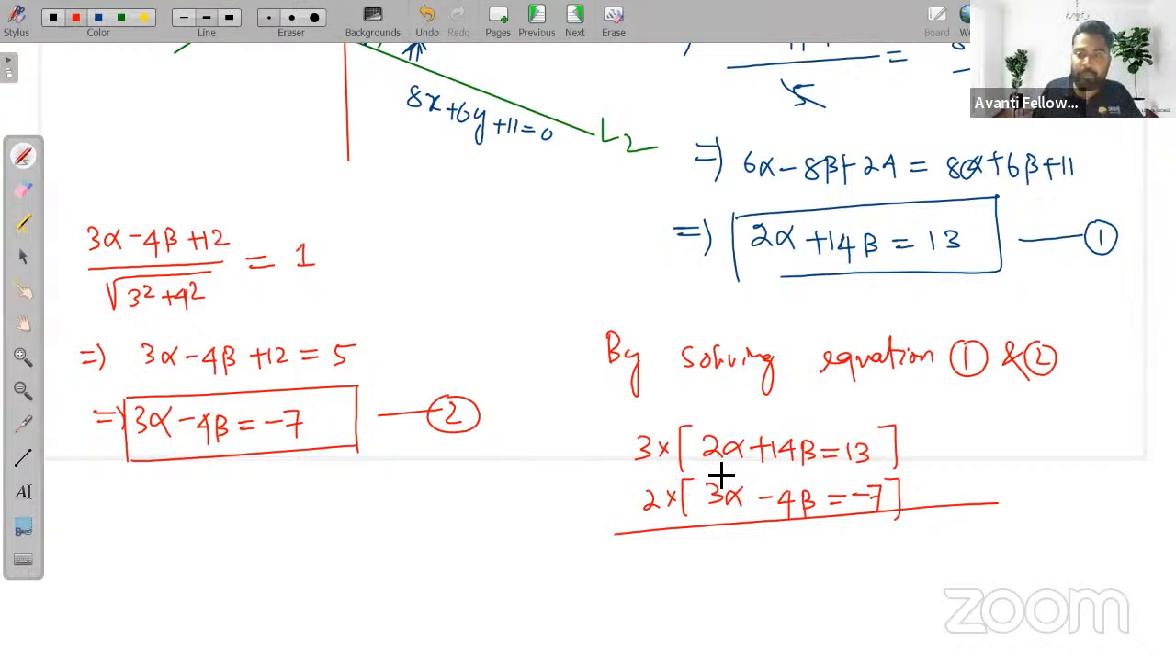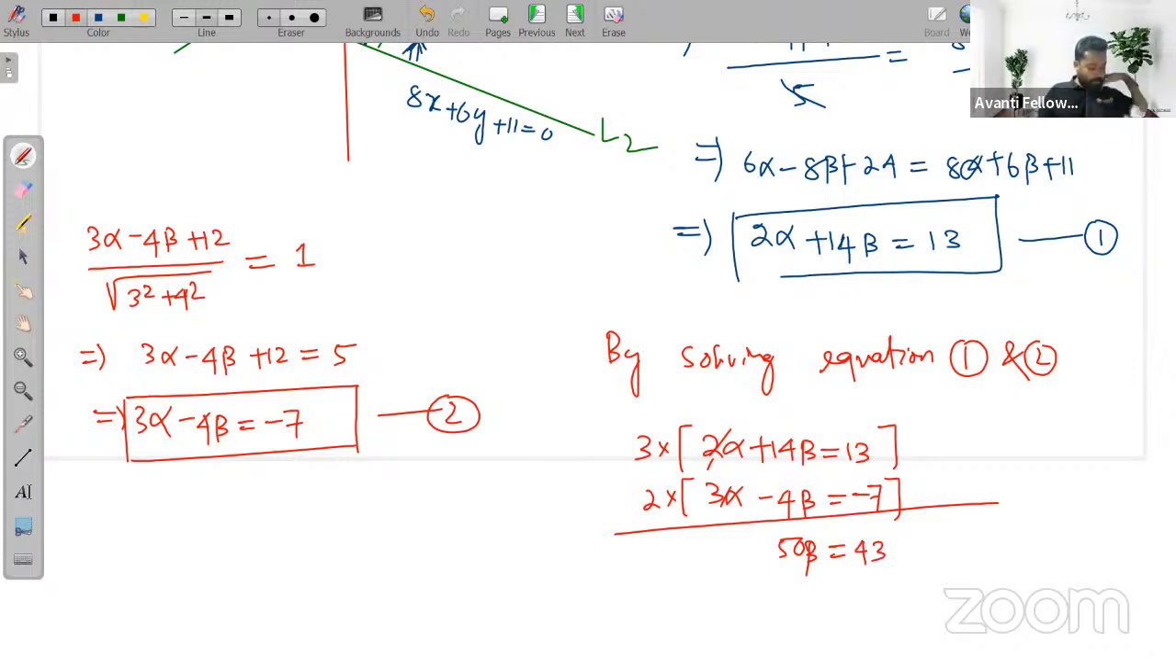6 alpha, 6 alpha. If I subtract equation 2 from equation 1, the 6 alpha terms will cancel out. Then 42 beta plus 8 beta, that is 50 beta. I'm getting 26 plus 14 on the right side. 26 plus 14 is 40. Yes or no? 26 plus, yes, 30, so 39 plus 14, that is 53.